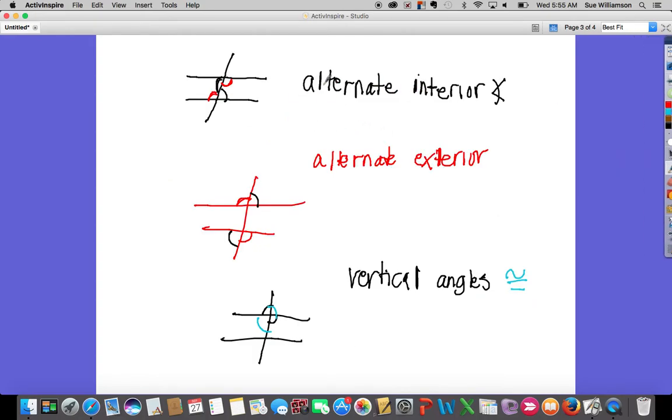Alternate interior angles are angles that are just that. They are going across the transversal, and they're alternating within the two lines. So these two black angles are alternate interior. You notice they're both inside the two lines, but one is on this side of the transversal and one is on the other side of the transversal. The same thing with these two red angles.